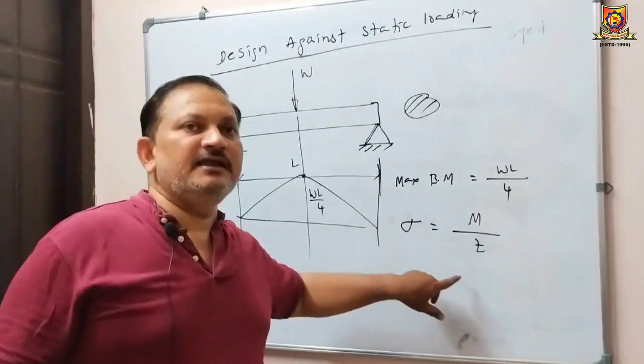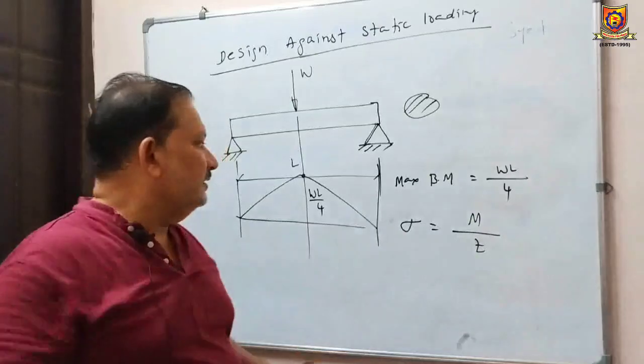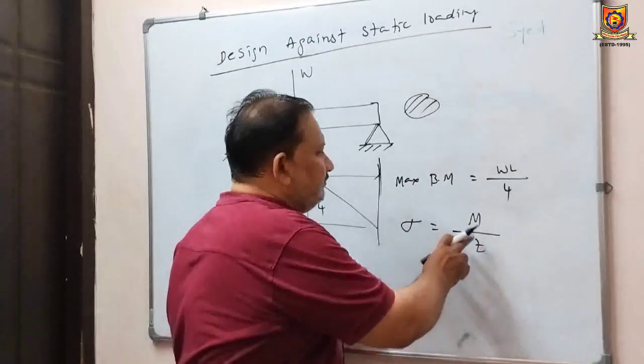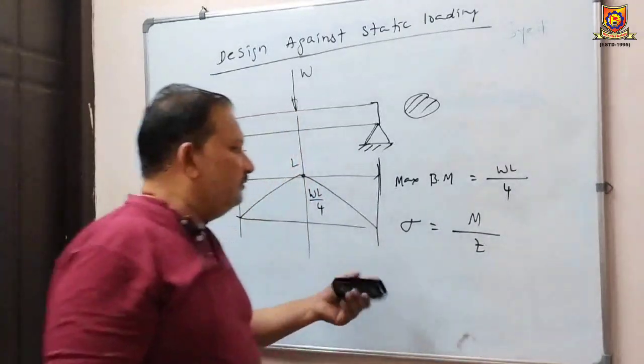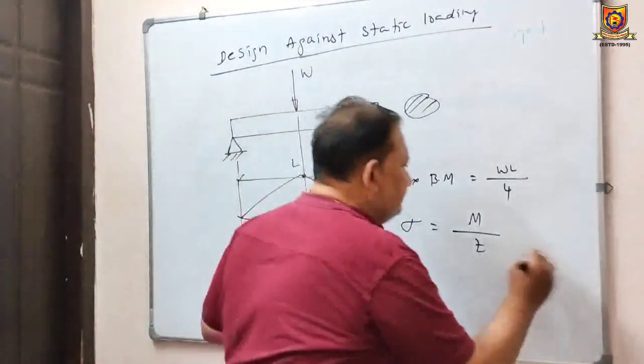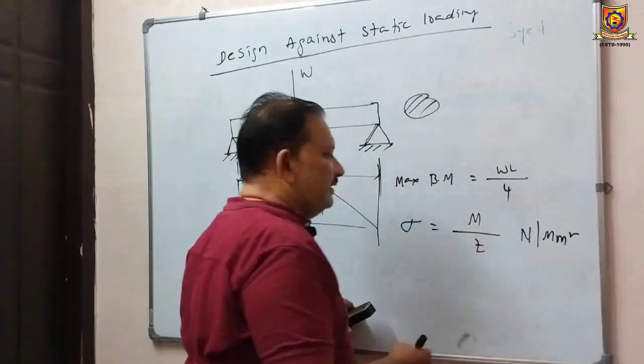So that localized area will be subjected to huge stress. Okay. So this stress you can calculate by dividing bending moment by its section modulus. We can calculate bending stress. It is in Newton per millimeter square or Newton per meter square.